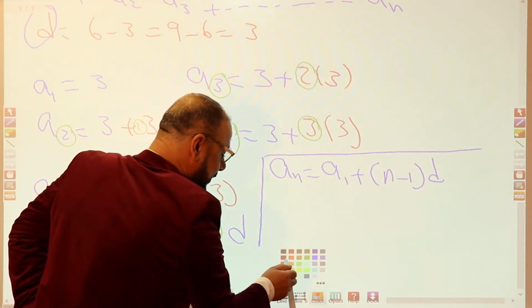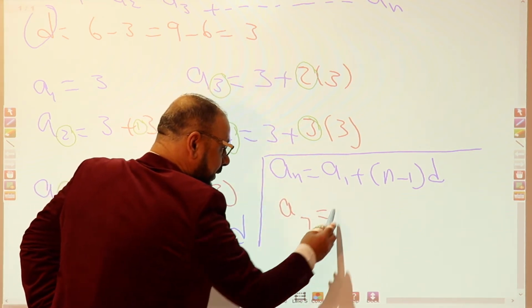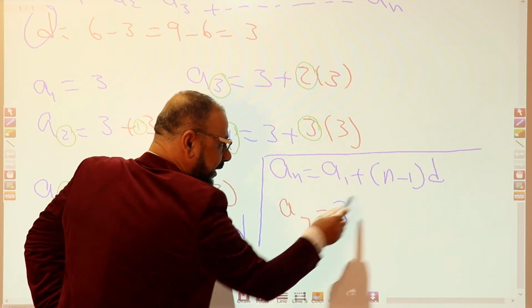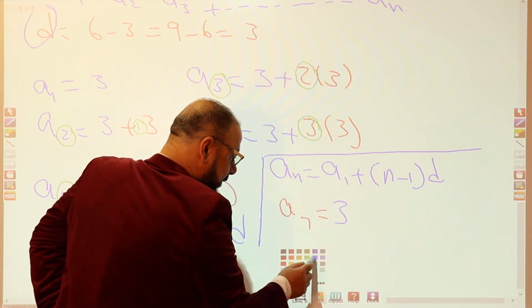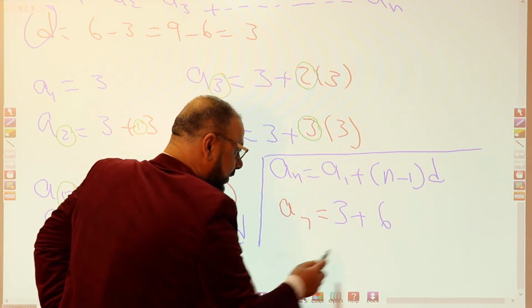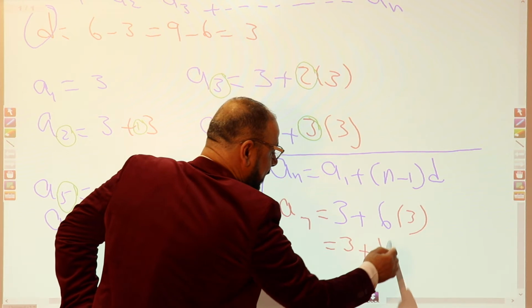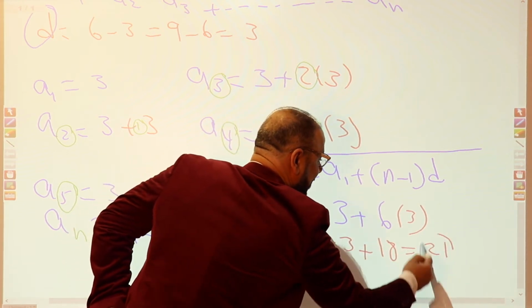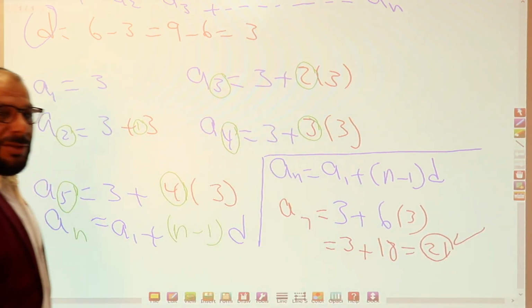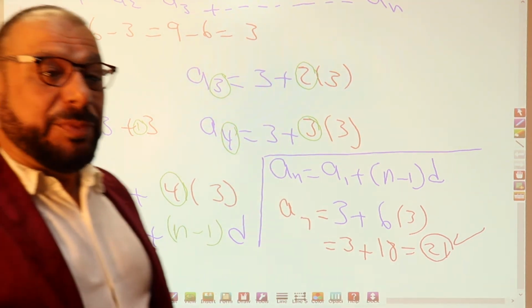a_7 equals a_1, which is 3. We have 7 here, so what are we going to have? 7 minus 1, which is 6. And the d is 3. So 3 plus 6 times 3, which is 21. Good? Then now we know how to find the nth term for any arithmetic sequence. Also, you need this for any placement test.